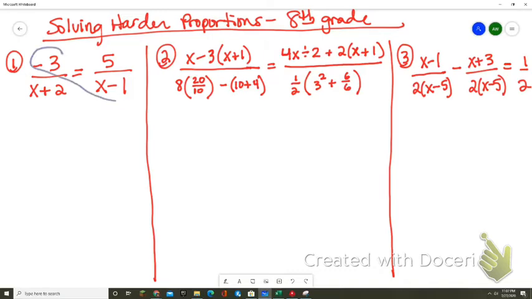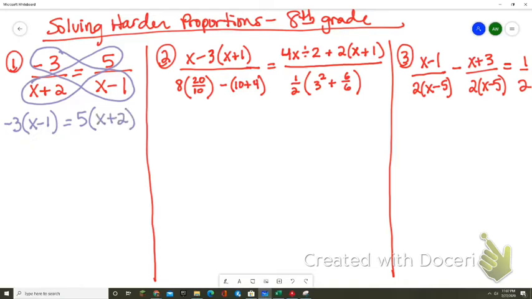When you cross multiply, since you have addition and subtraction going on in your problem, you have to distribute. So that -3 has to be distributed to the x minus 1. And we're going to set that equal to what we get when we cross multiply the 5 and the x plus 2. But again, you're going to have to distribute that. So when we distribute, we get -3x plus 1. Remember, watch your signs. -3 times -1 is +1, equals 5x plus 10.